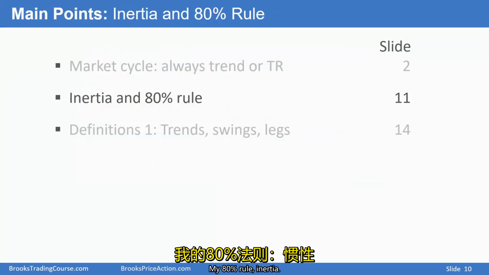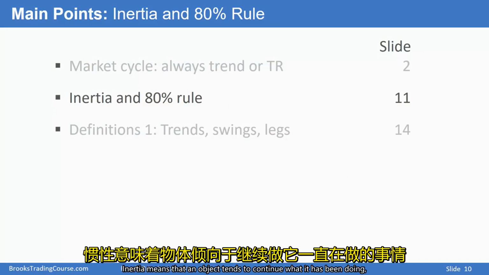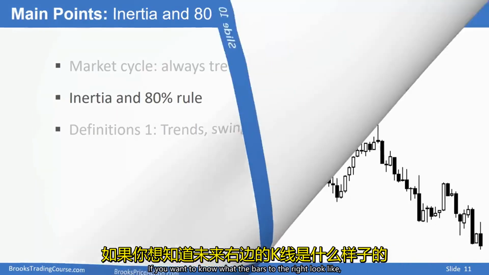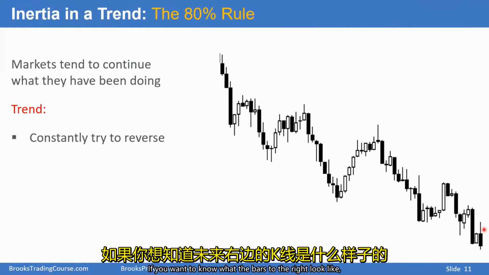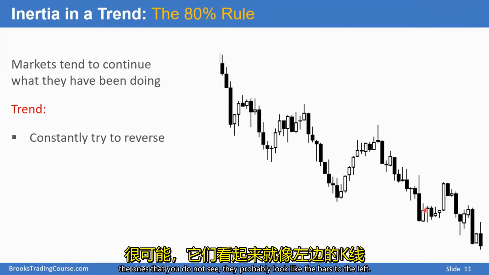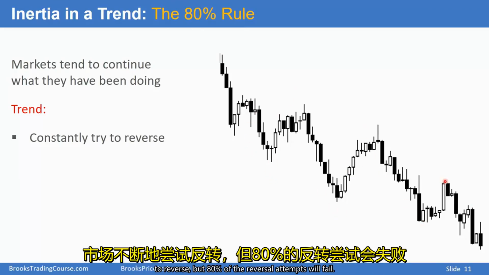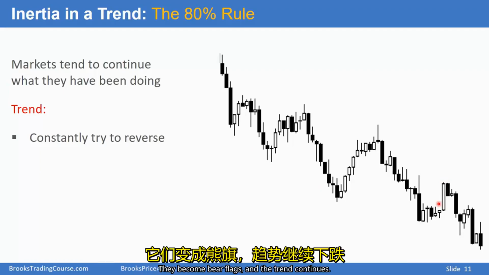My 80% rule, inertia. Inertia means that an object tends to continue what it has been doing, and markets tend to continue what they've been doing. If you want to know what the bars to the right look like, the ones that you do not see, they probably look like the bars to the left. Whenever you're in a trend, here a bear trend, the market's constantly trying to reverse. But 80% of the reversal attempts will fail. They become bear flags, and the trend continues.